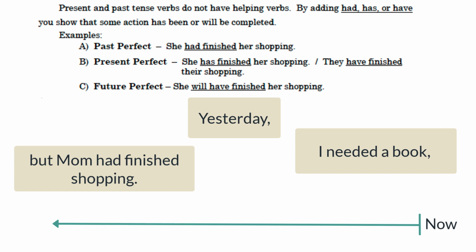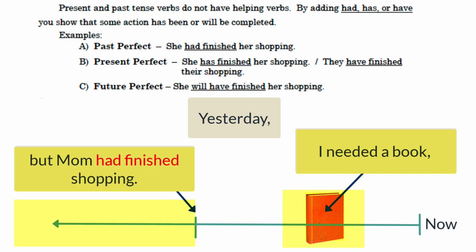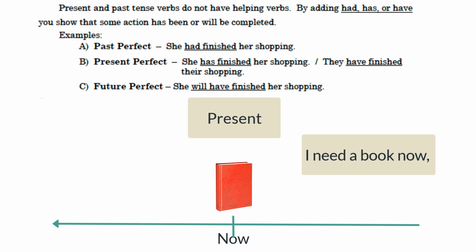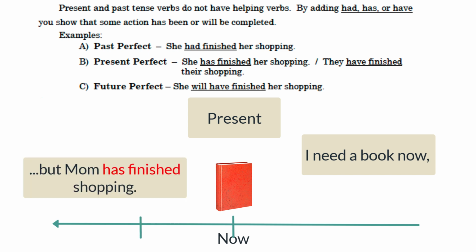Well, when we use the perfect tense had finished, we know that I needed the book in the past, yesterday, and she had already finished shopping before the time I needed the book. So it's very specific, both when I needed the book and when Mom had finished shopping. So in the present tense, we could say, I need a book now, but Mom has finished shopping. So has finished shopping is the perfect tense.